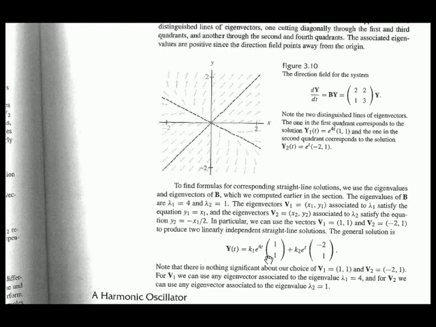One eigenvalue is 4, and its eigenvector is (1, 1). The other eigenvalue is 1, and its eigenvector is (-2, 1). So your general solution is any linear combination of those two independent solutions. And now you can apply your initial condition.